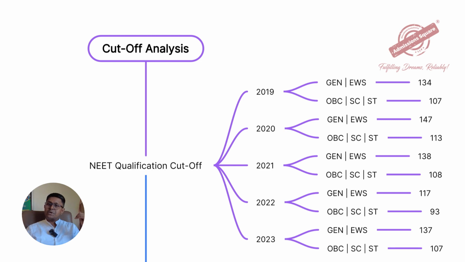And this year, since the competition is going to be a little higher, cutoffs are also expected to go higher, maybe in the 150 to 160 range. So for a general candidate, 150 to 160 will be your target minimum to get a seat, and for a reserve candidate you should be scoring anywhere around 110, 120.